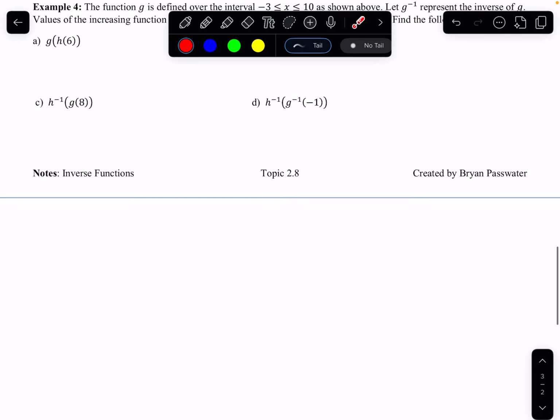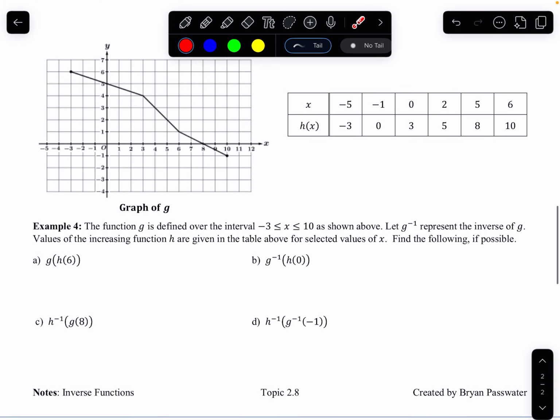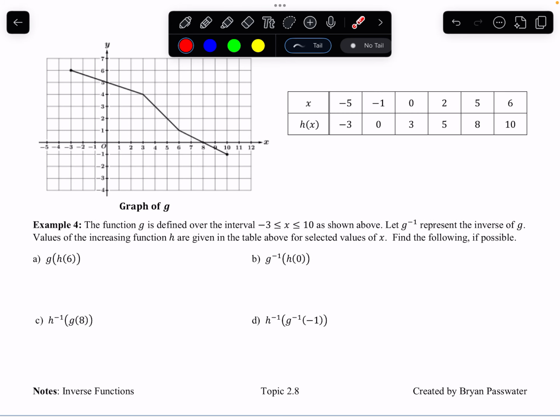Let's move on to the last one. And I think this is all stuff we've done, but let me read over it and just make sure that's the case. The function g, that's this function, is defined over the interval from -3 to 10, as shown above. Let the inverse of g be this. We know that's the inverse of g.